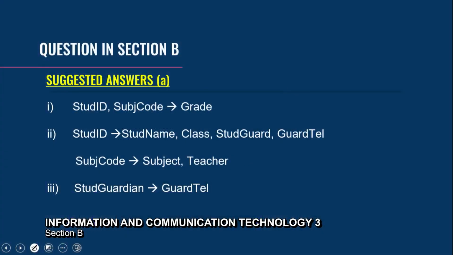For the third one, transitive dependency means both must be non-key attributes, and both attributes depend on each other. It's not depending on the primary key, it's depending on each other. So this is the answer: guard telephone depends on student guard. So the telephone will exist when the student guard exists. All right.